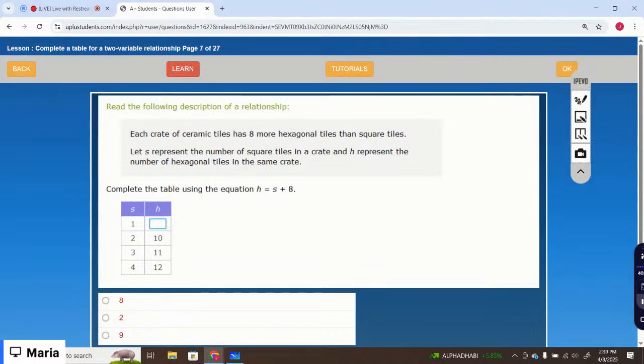Complete the table using the equation h equals s plus 8. So, which is the correct option? 1 plus 8 equals 9. Option number 3 is the correct option.